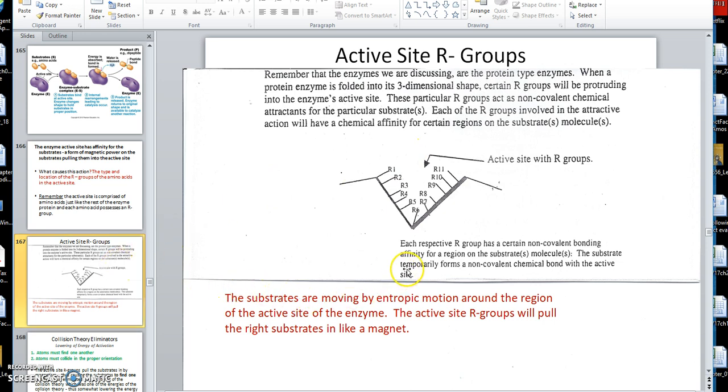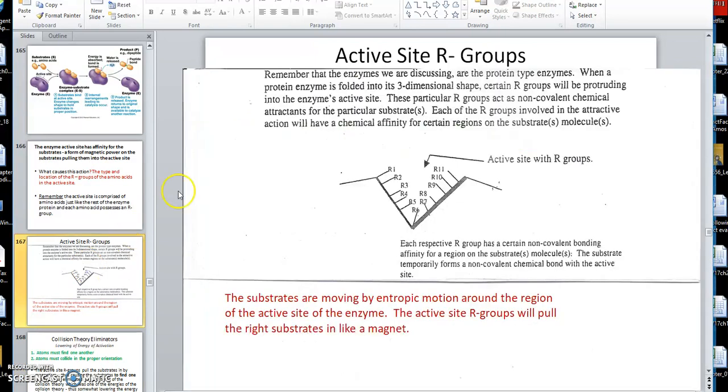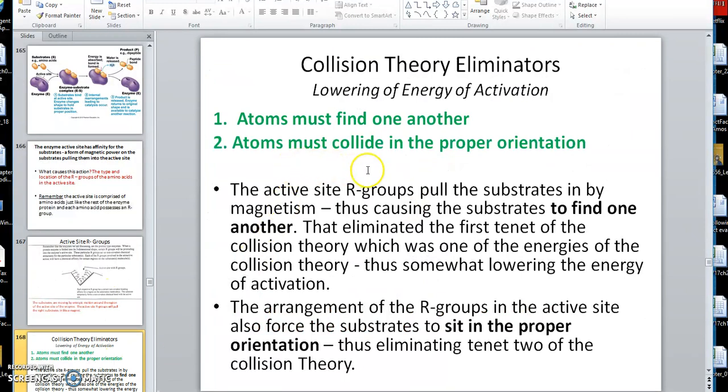Okay? The substrates are just moving around by entropy. Remember, entropy is randomness of motion, and they would keep moving. But once they swing past here, they would get drawn in. By them being drawn in, it would eliminate the need for the atoms to find one another, because you would pull in the right stuff, all the molecules. And then they would have to sit in certain positions, just like buttoning your shirt. It wouldn't be any kind of way they could sit in this chair. They would have to sit in a specific pattern, which would then make them collide in the proper orientation.